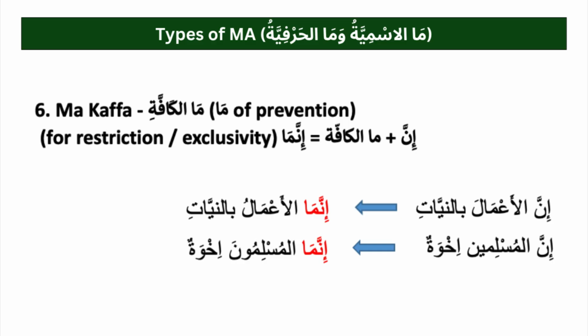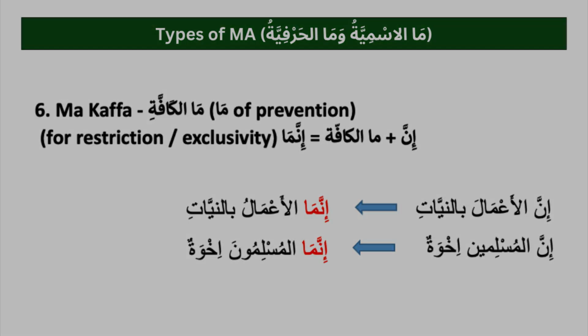So in ordinary grammar, inna would normally make its ism mansub, but when ma kaffa follows it, as in innama, that grammatical effect is cancelled, and the sentence after it may be nominal or verbal. The slide illustrates this with examples like innamal amalu bin niyat, actions are only by intentions, and innamal muslimuna ikhwatun, the believers are only brothers. These are very useful examples because they show the meaning of restriction. Only, nothing but, none but.